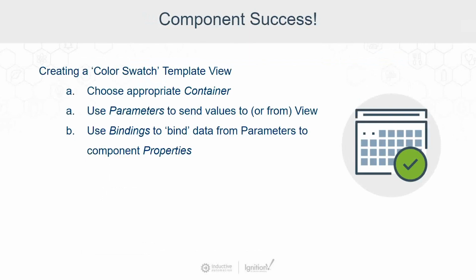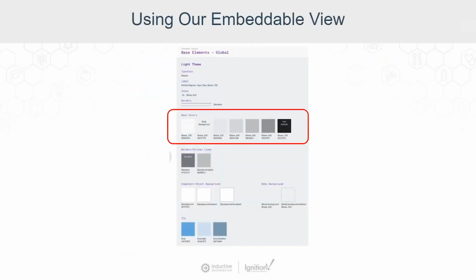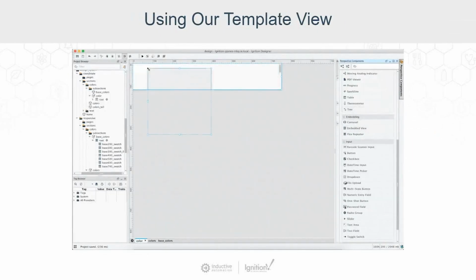So let's move on and figure out how we might use this template color swatch to build our first view in our designer project. So again, that was in our component project, which is our inheritable project, and now we're going to move over to the designer project. And just as a reminder for what we're looking for here, we're going to try and replicate this row of base colors. So similar process.